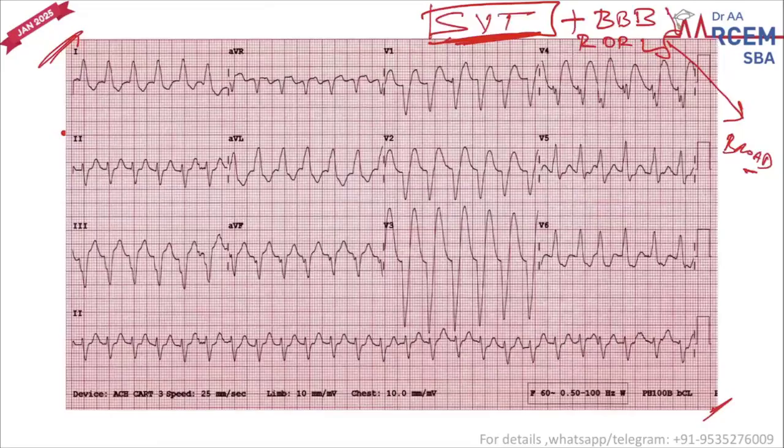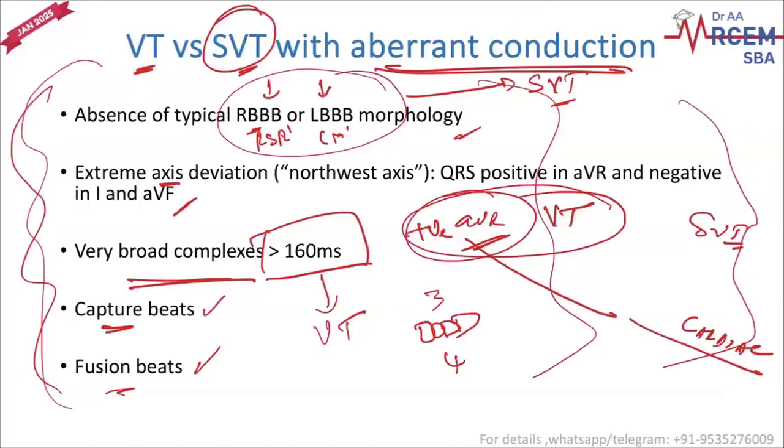Now, coming back to this ECG, it is a supraventricular tachycardia. Why? I can see the M pattern here, suggestive of an LBBB. At the same time, as it is arising from the atria, I can quite clearly appreciate the QRS morphology here, which cannot be appreciated in a ventricular tachycardia. Though the rhythm is regular, I still call it a supraventricular tachycardia with aberrant conduction.